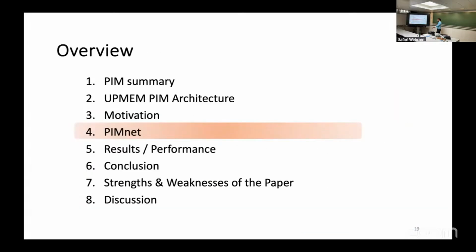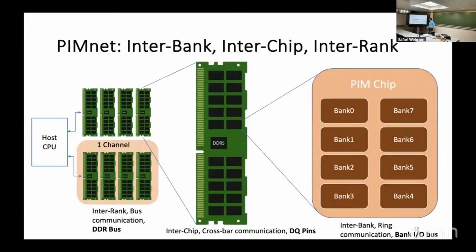So now getting to the meat of things, PIMnet itself. So you have PIMnet, interbank, interchip, and interrank here. We're going to start off with the interbank here. So we have what I mentioned earlier from the UpMem. You have your UpMem chip here with your banks. And now we're going to add in what's called the PIMnet stop, or what is basically just a router. And these routers are going to be interlinked via a ring structure, a ring communication using the bank IO buses.